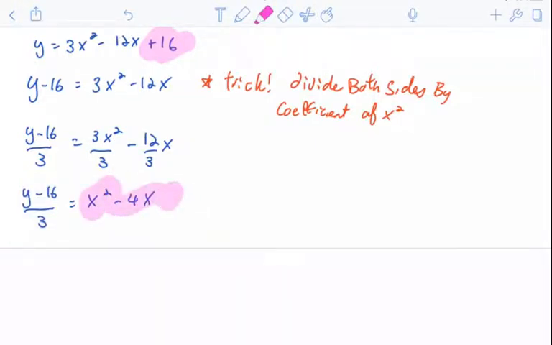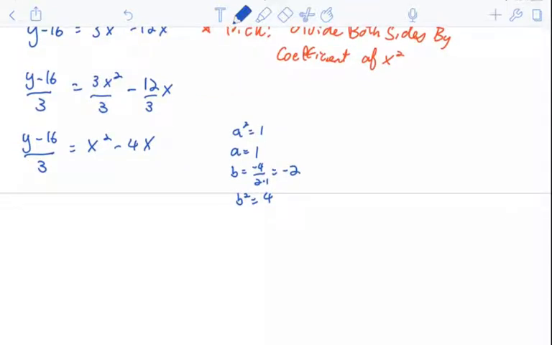And that's nice. It's going to be much easier to complete this square, because check it out. A squared is equal to 1, so A is equal to 1. So B is going to be minus 4 over 2 times 1, so it's going to be minus 2. So B squared is equal to 4. So I'm going to add 4 to both sides. Y minus 16 over 3 plus 4.